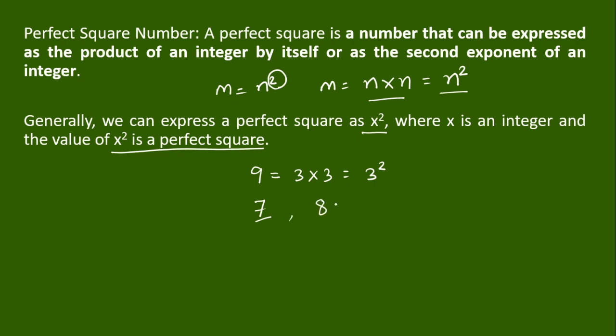Similarly, if I consider 8, then 8 is also not a perfect square number, because I cannot represent it in this form, like a number multiplied by itself only. That is why 8 is also not a perfect square number. Again, after 9, we can say 16 is also a perfect square number, because 16 is equal to 4 multiplied by 4. Similarly, we can write 25, that is also a perfect square number, then 36, then 49, and so on. So all these numbers are perfect square numbers.